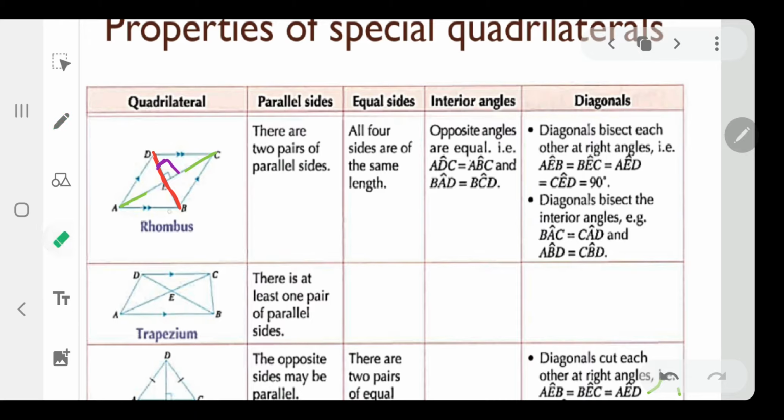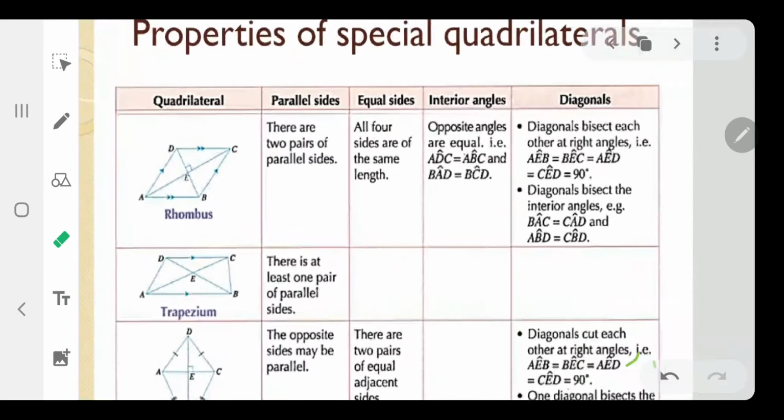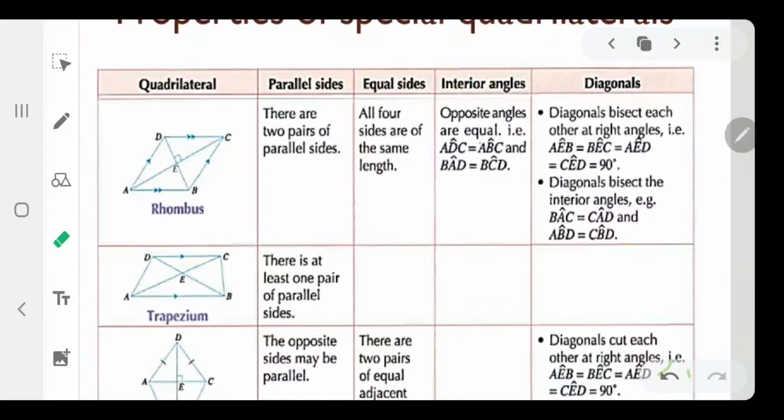Similarly, we can discuss the properties of trapezium. So in trapezium, there is at least one pair of parallel lines. One pair of lines must always be parallel, right?